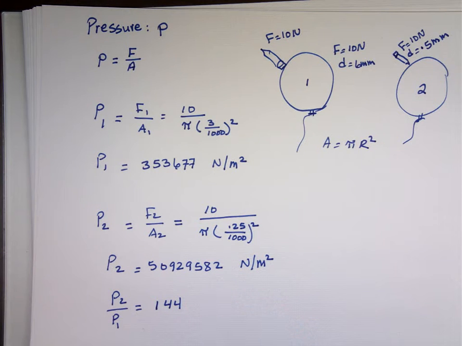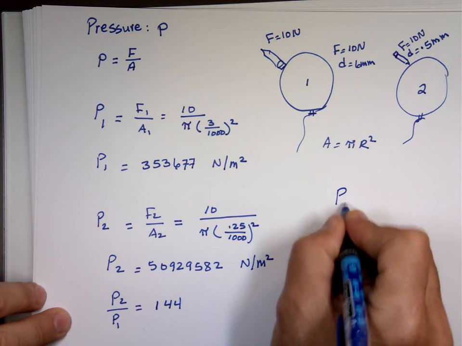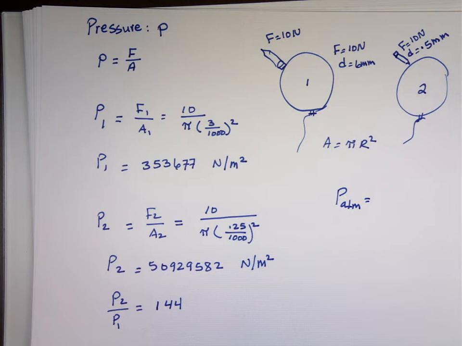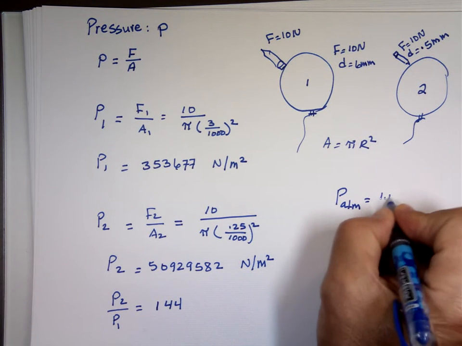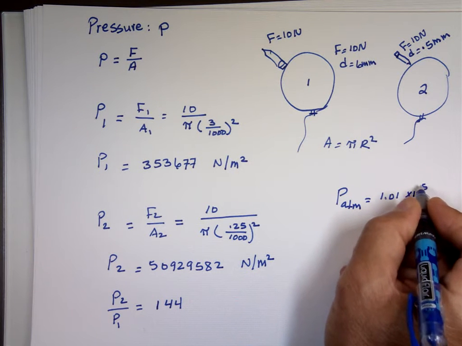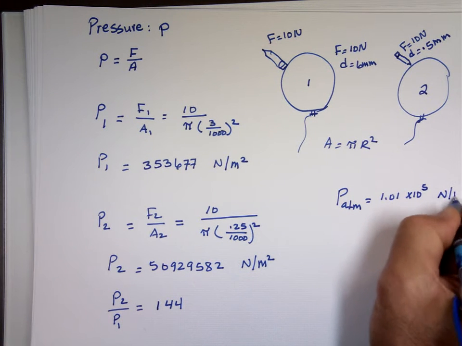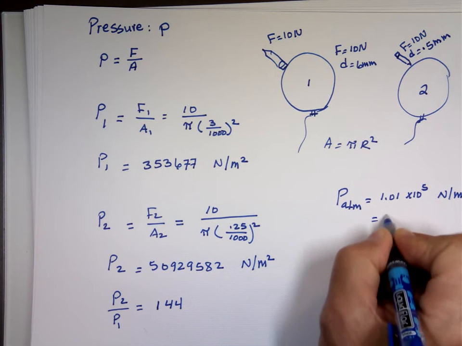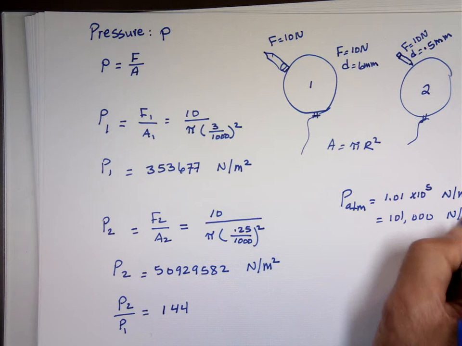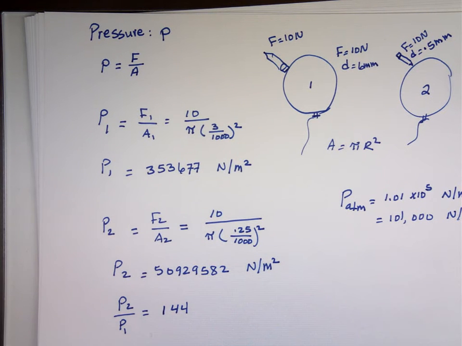So on us, there's something called P atmosphere. The air is pushing on us all the time, right now. We're just used to it. We don't feel it. You know what that number is? 1.01 times 10 to the 5th. That's atmospheric pressure, in Newton per meter squared, or 101,000. It's called P atmosphere.